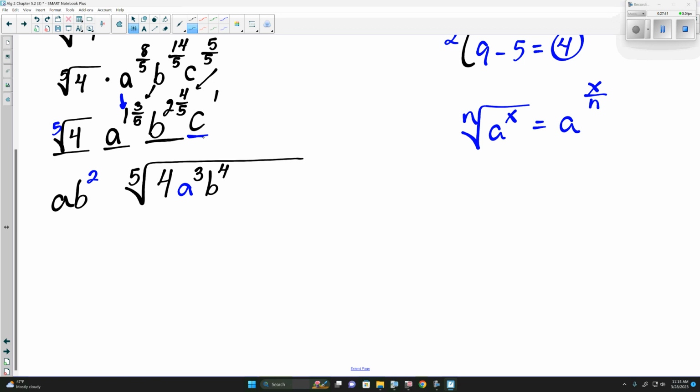And the last one, we have c to the 1st. So 1 c would come out, and because it is a whole number, we don't have the fractional exponent anymore. There are none left inside, telling us this reduces to a b squared c times the 5th root of 4 a cubed b to the 4th. Any questions on this here?